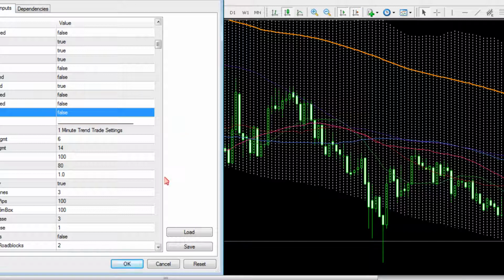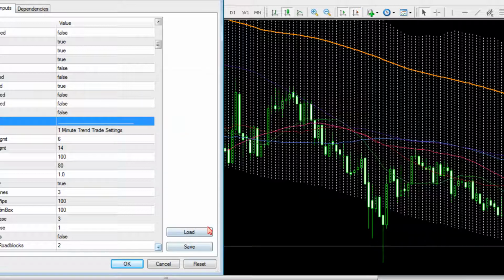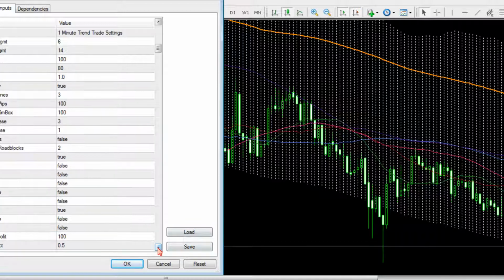Okay, so if we just quickly go through, these settings are effectively the default settings, but with a few tweaks where I've switched off various settings. So I'll just go through a few of them and show you where.